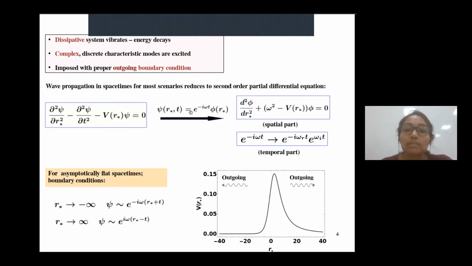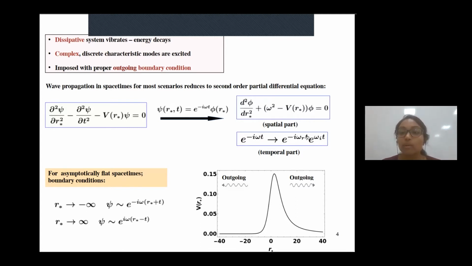Now, we can use a separation ansatz like this to separate the spatial and temporal parts. The spatial part can be reduced to a very simple ordinary second-order differential equation in terms of r star. And we can impose proper outgoing boundary conditions to get discrete values of this omega, which are nothing but the quasi-normal modes. And from the temporal part, it is evident that omega has to be complex, so that the real part gives us the oscillation frequency, whereas the imaginary part, when associated with a negative sign, will lead to damping of the signal over time.